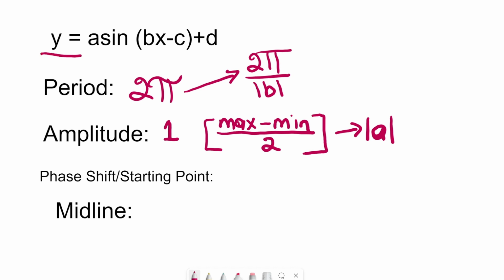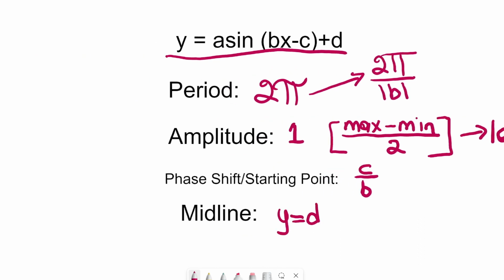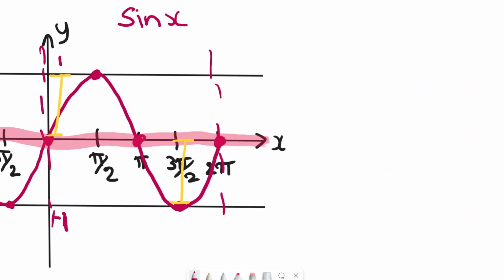So that's if we're looking at this type of graph, right? And then your phase shift, right? Your phase shift or your starting point can be calculated by doing c divided by b. Now your midline is going to be a line, of course, y equals d. And in this instance, if you are familiar with shifting graphs, right? So if you were to shift your graph up or down. Right now for the basic y equals sine x graph, your midline is at 0.